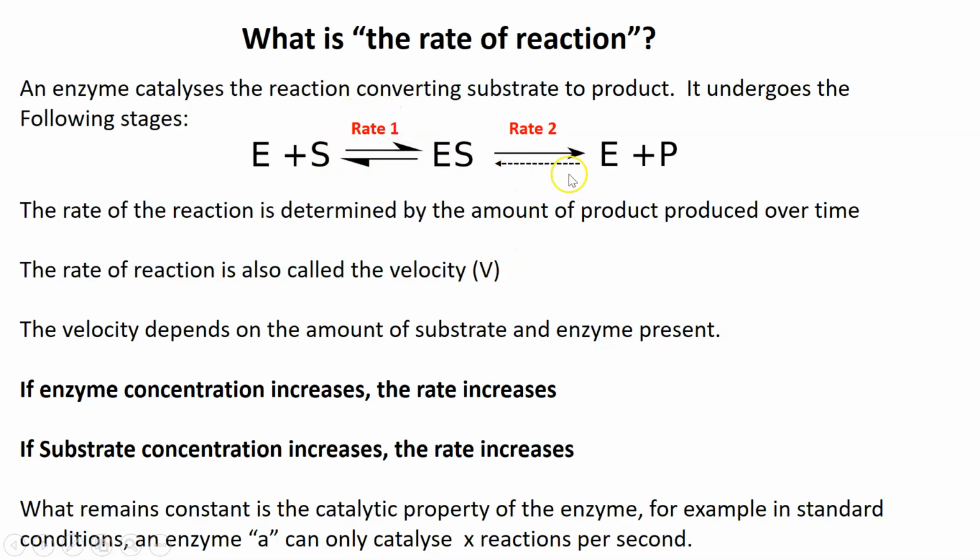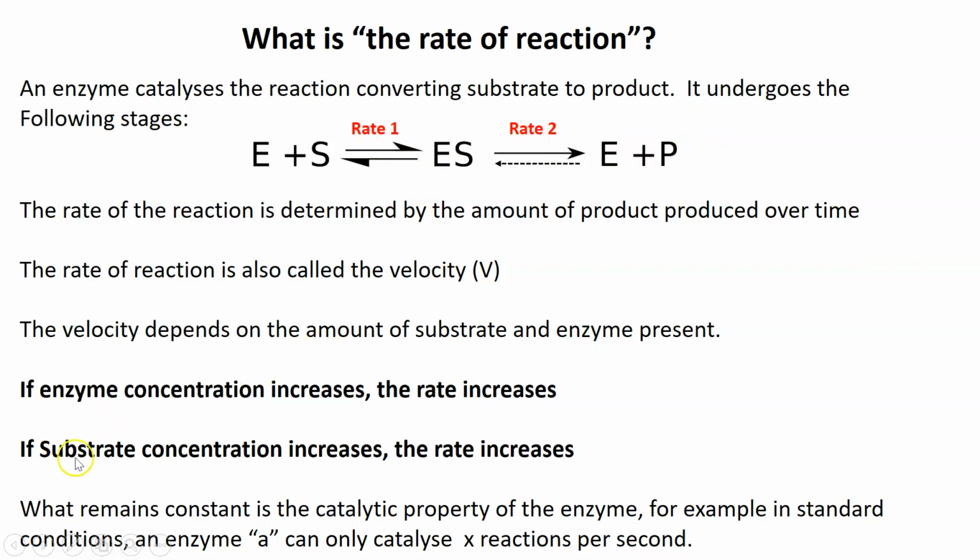It is quite complex. It depends on different features. But we can simplify this a lot. We know that the rate increases, rate one and rate two, if we have more enzyme present, up to a point, that is. So if the enzyme concentration increases, the rate at which these reactions proceed to form product increases.